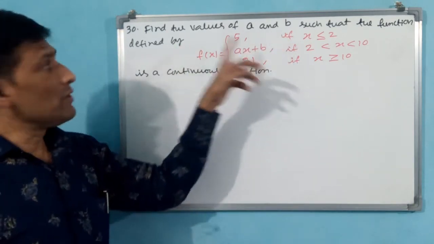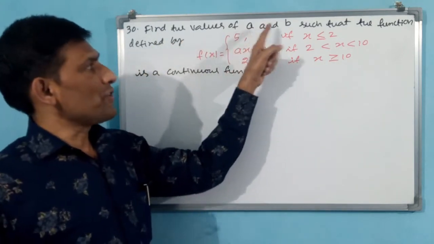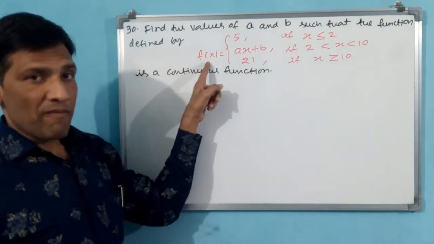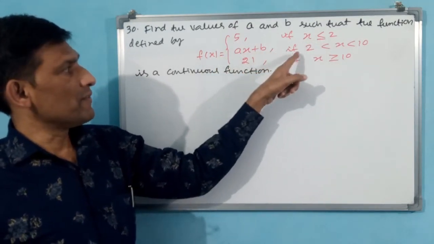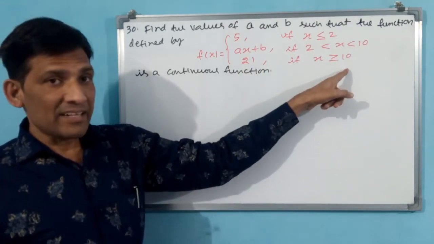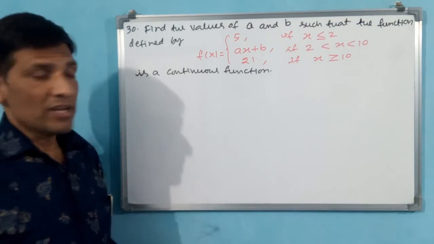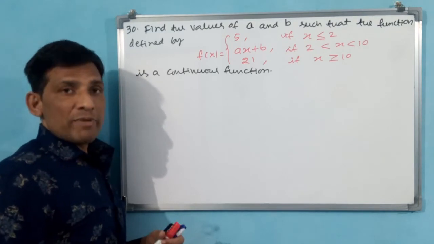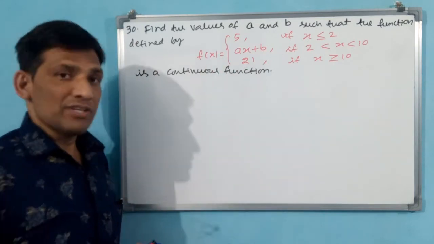they are asking us to find A and B. You see, first of all, I am going to read the question completely, you understand. Find the values of A and B such that the function defined by f of x is equal to 5, if x is less than or equal to 2, ax plus b, if x is greater than 2 but less than 10, 21, if x is greater than or equal to 10, is a continuous function. This is very important. See, if they don't write this continuous function, then you are not able to find the A and B values. What are A and B? A is coefficient, B is constant. Okay? A is coefficient, B is constant.